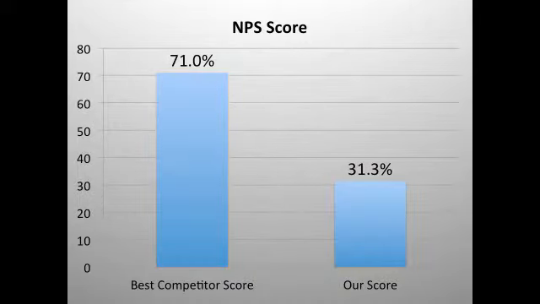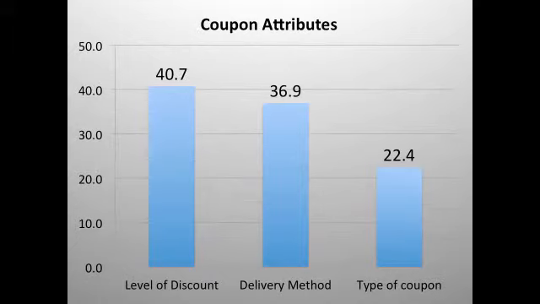And here we have the NPS score relative to the best competitor. The best competitor score is 71%, and our score is 31.3%. So we're definitely not competing well compared to the competition. Okay, now we have coupon attributes. Level of discount has the highest score with 40.7, and the lowest is 22.4, and that's type of coupon.